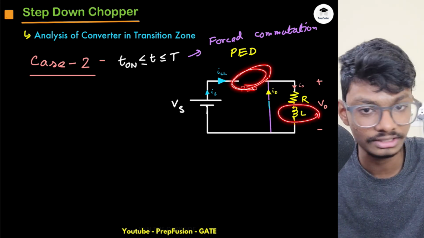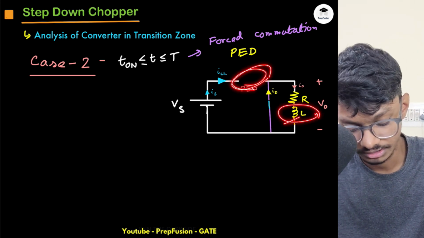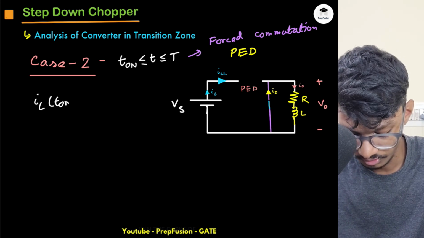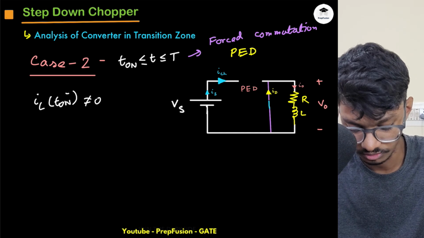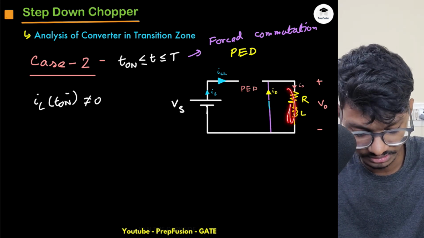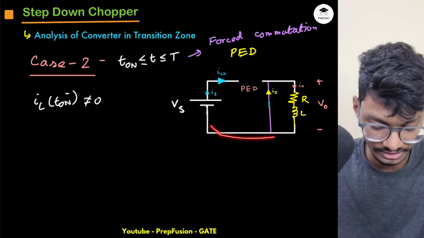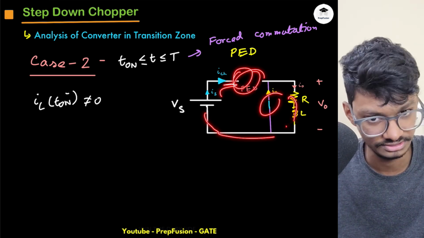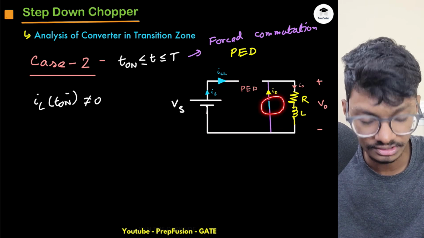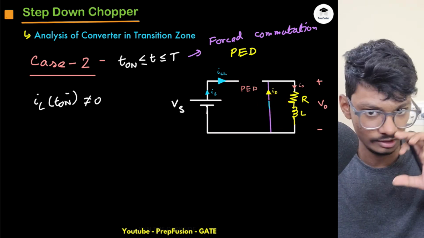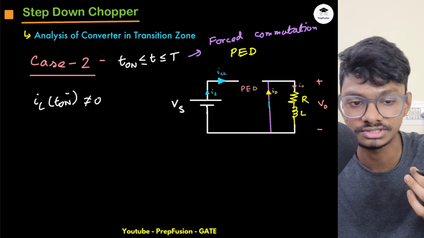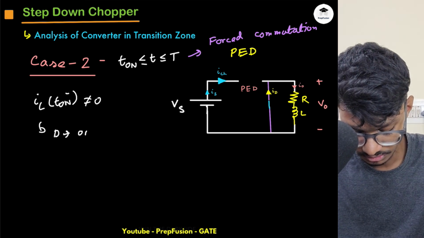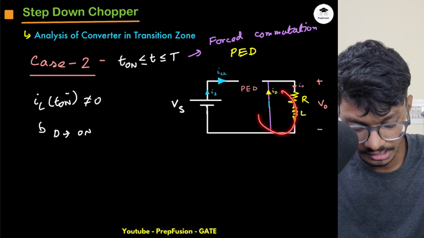the inductor wants the current to flow. So the current across the inductor will be some current, let's say IL of T on minus, which is not equal to 0, and the direction of current is something like this. Now this path is off, it is open circuit, so it has only this path. So it will obviously turn on the diode, and the inductor itself will change its polarity and turn on the diode. So D is on, and as D is on, the inductor will discharge.